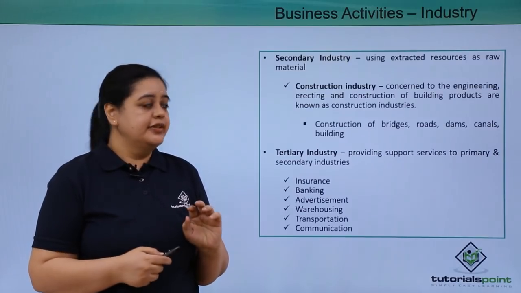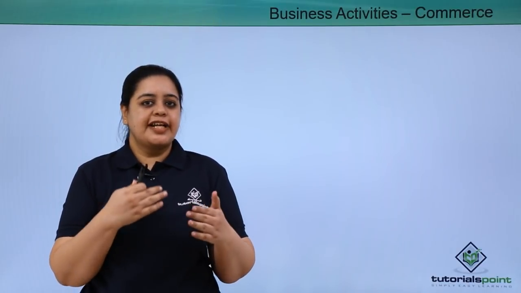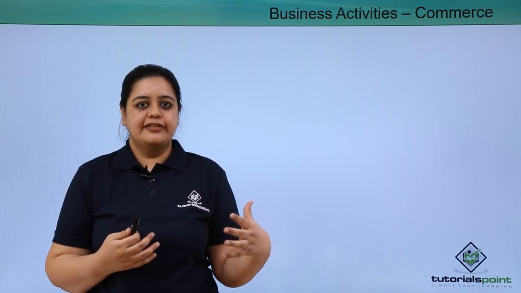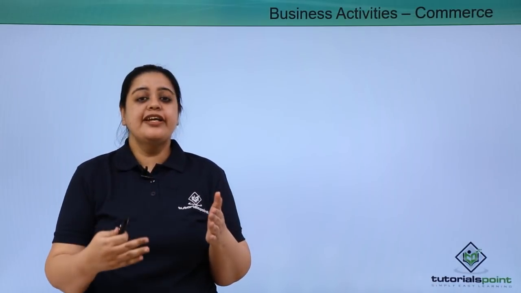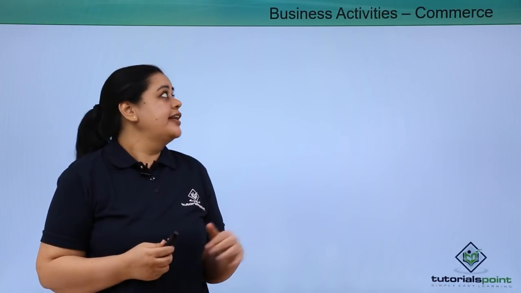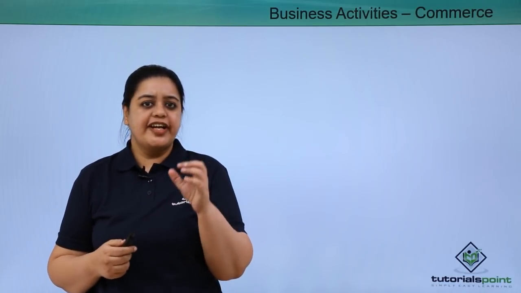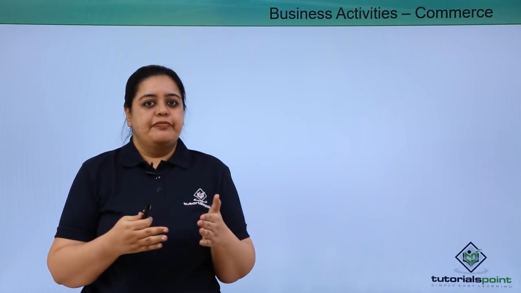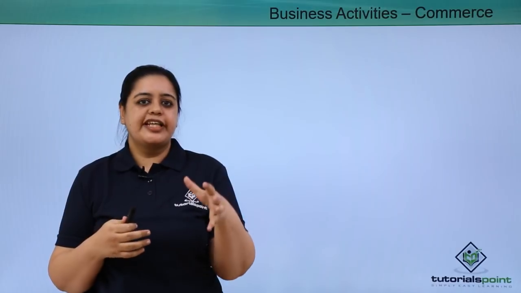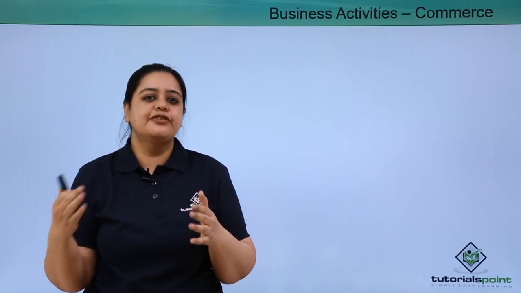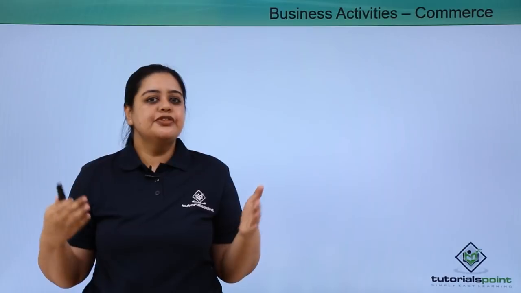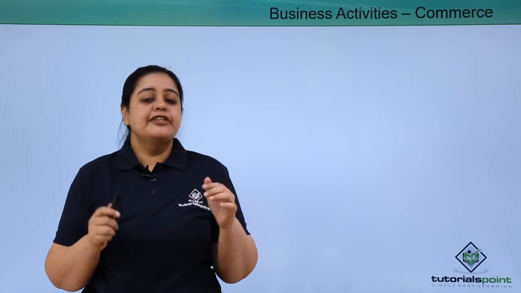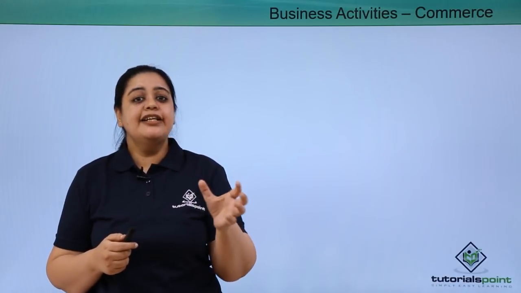Now let's move further. We understood that production of goods gets classified into different kinds of industries, like we understood the primary, secondary and tertiary. Now let's move to commerce. Trade is very important in business. A business person cannot just keep on producing goods and distributing the goods by himself. If he has to produce goods on mass scale, he requires people, which we call middlemen, who would distribute the goods to the final consumer.